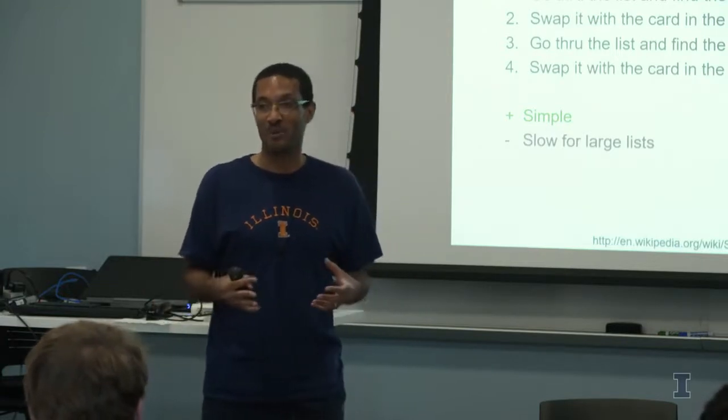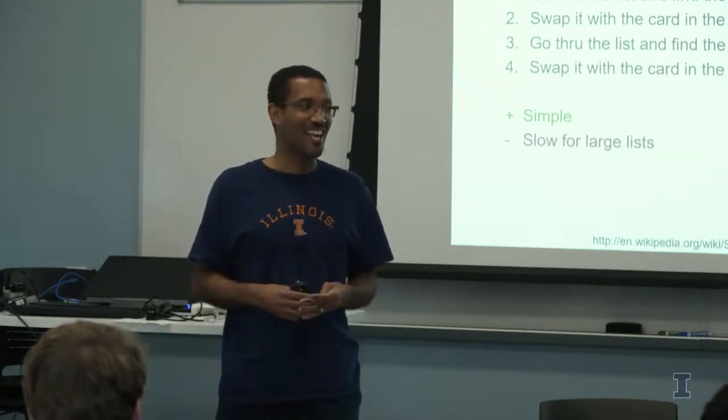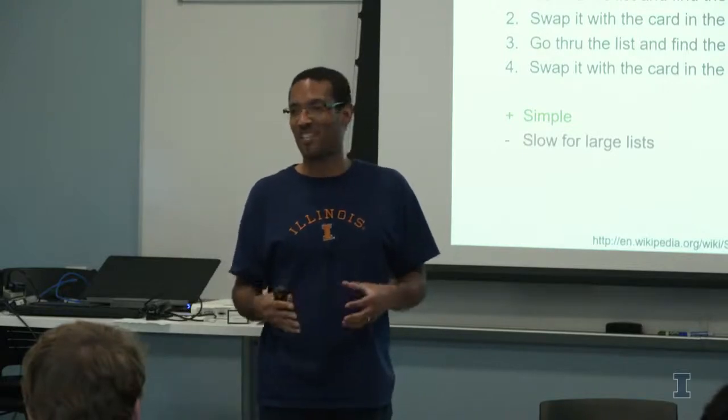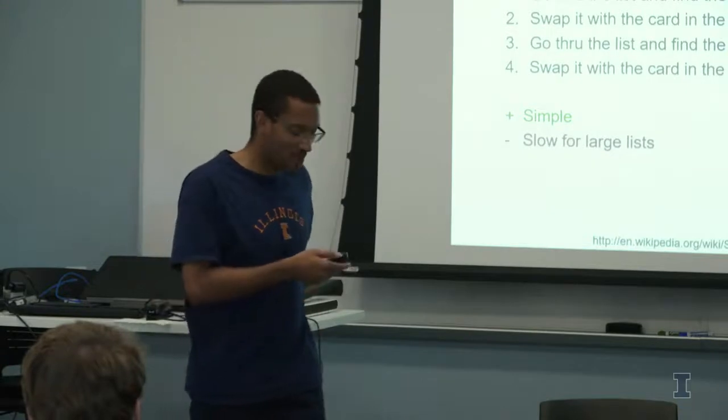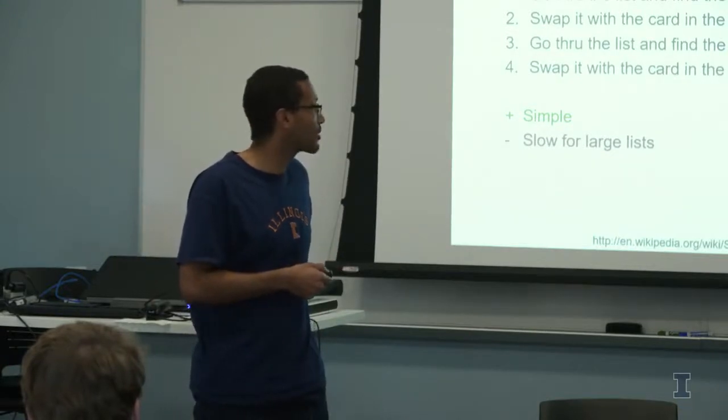So this is bad. Imagine if I had a million elements in a list to sort. This is now going to take 1,000,000 squared operations. So this is generally not a suitable thing for large lists.